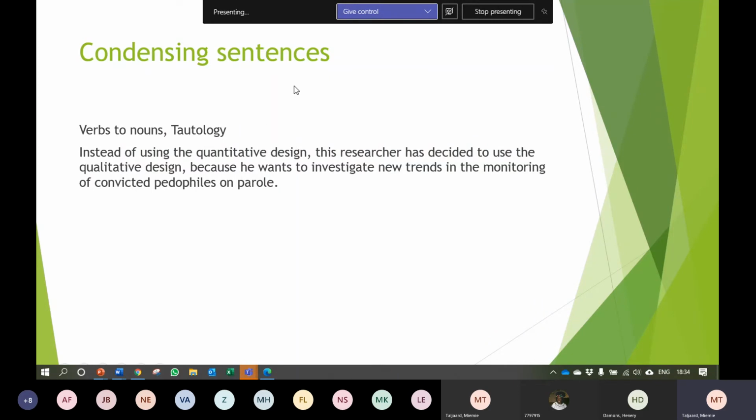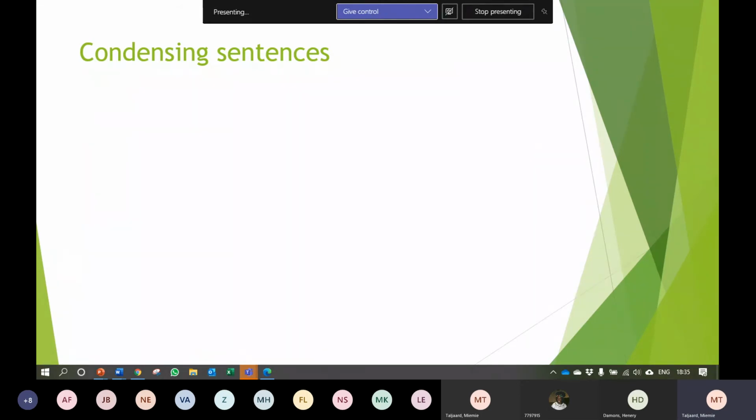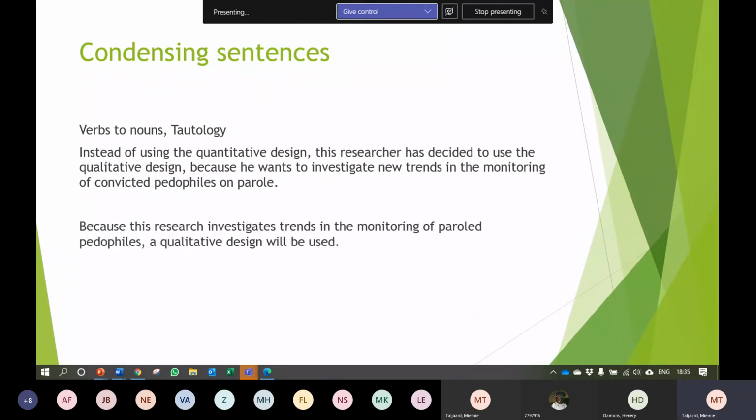What I want you to see is, first of all, this sentence is perfect. But too many such long sentences don't give you enough space for all your good ideas. So "new trends," that's tautology. And if you look at "convicted pedophiles on parole," how can you be on parole if you haven't been convicted? This was my first effort.